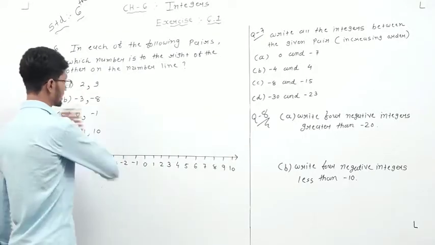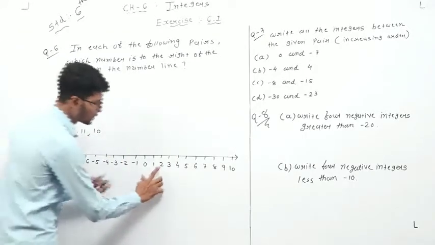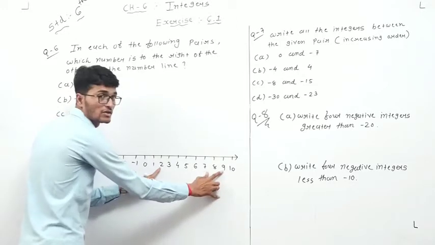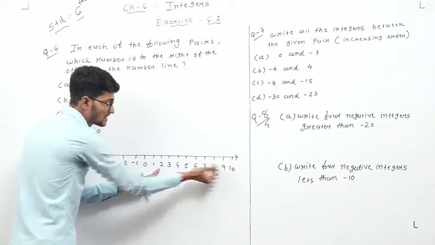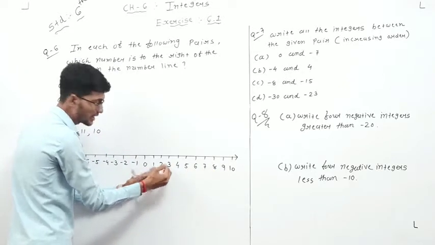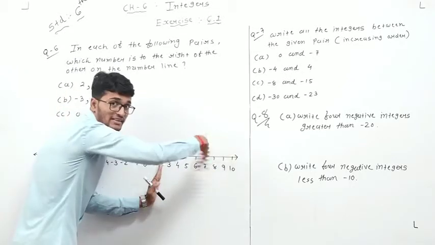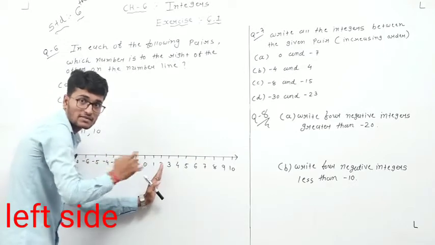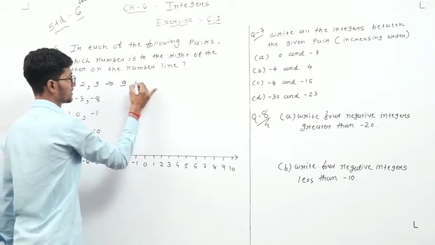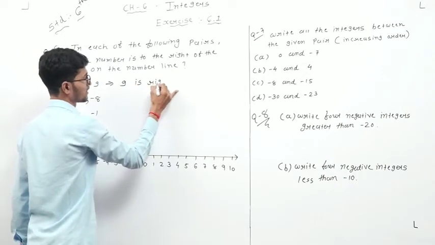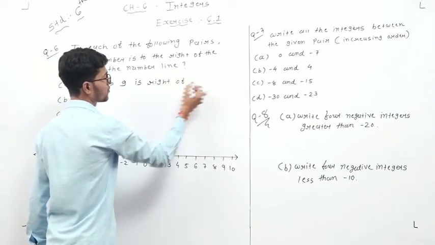So first of all, 2 and 9. Here is our 2 and here is our 9. So which number is to the right side? So 9 is to the right side of 2, right? This side is the right side and this side is the left side. Clear? So the first question's answer is 9 is right of 2.